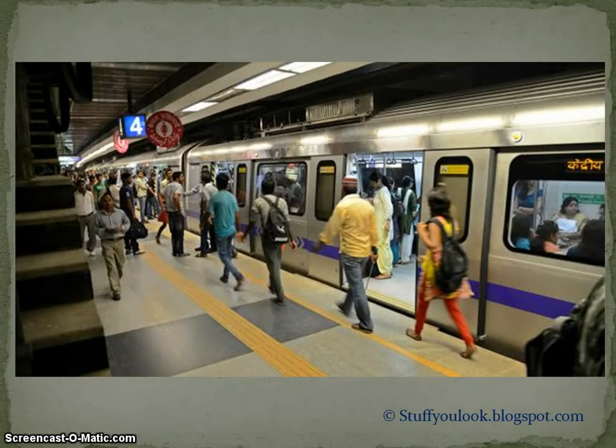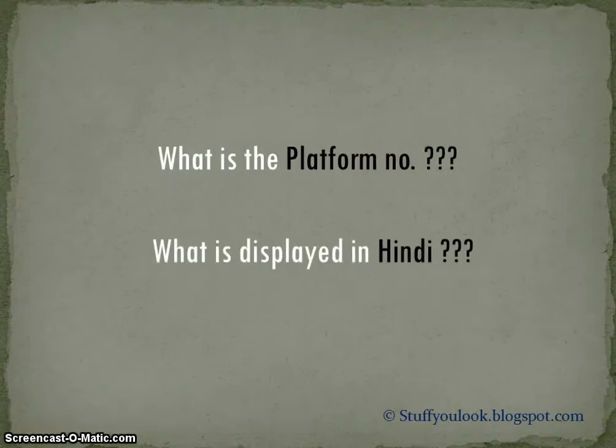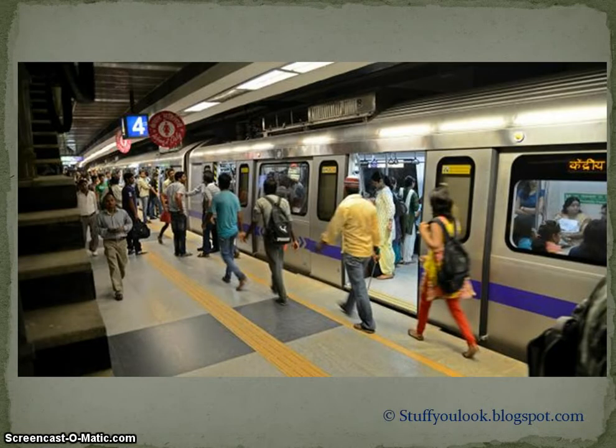The picture shows a Delhi metro platform. Now, carefully observe this scenario. Ready again? Let's see the question. What is the platform number in the picture and what is displayed in Hindi on the train? Okay, check the answers in the picture. The platform number is 4 and Kendriya was displayed in Hindi on the train. Right to the picture. Got it?